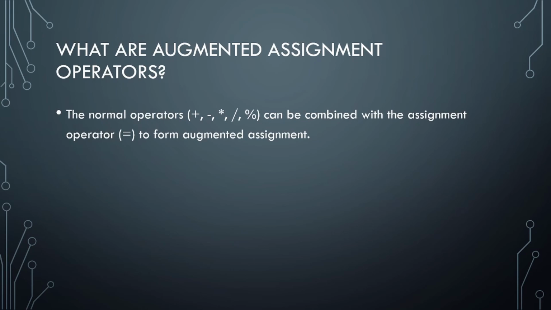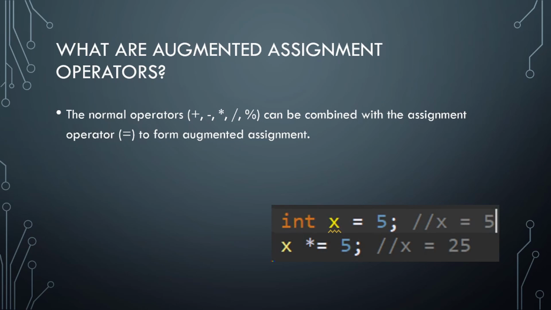Well, they are basically the normal operators, plus, minus, multiply, divide, and modulus, but they're combined with the assignment operator of equals to form the augmented assignment. So in this case, if we have int x equals 5, if we want to multiply that by 5, we could write x *= 5, and it'll give us the end result of 25.